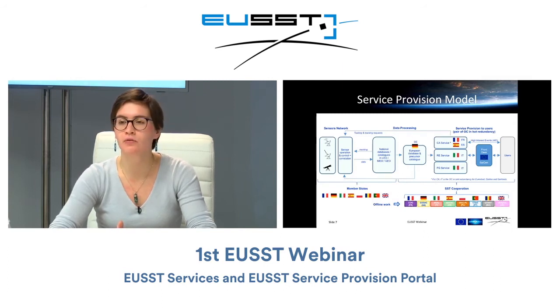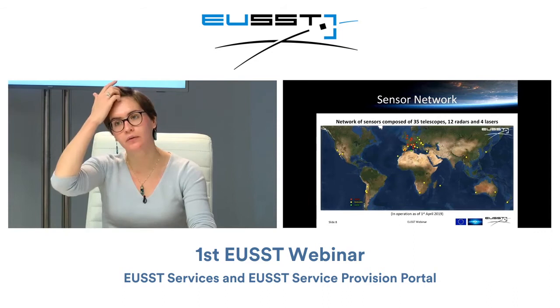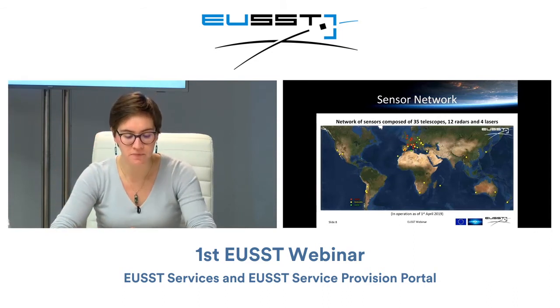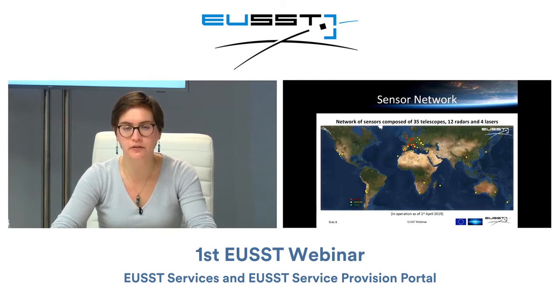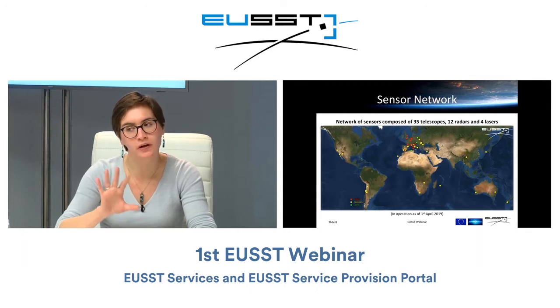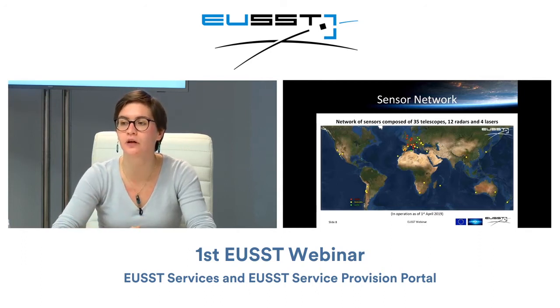So now I will try to focus a little bit on each of these big functions. You will see here on this slide our sensor network. We have a sensor network composed of surveillance radars, tracking radars, laser stations, and telescopes, which, for radars and for telescopes, are survey and tracking assets. You will see that they are mainly focused on the European mainland territory, although we also have some other telescopes elsewhere in the world.